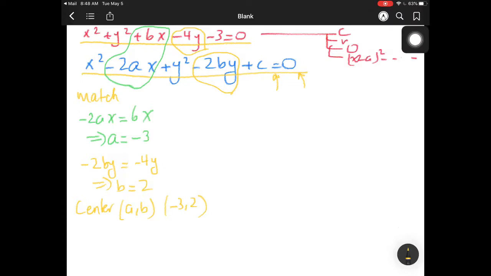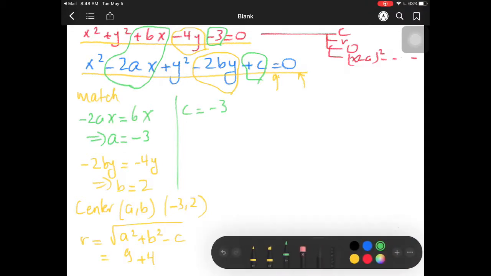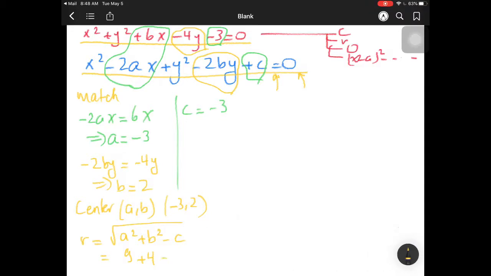Now you also need to memorize that the radius, or the length of the radius, equals the square root of a squared plus b squared minus c. So this is 9 plus 4. Now what is c? Plus c is negative 3. This means that your c is negative 3. So we go back to this. Minus c in this case would be plus 3. 9 plus 4, 13. 13 plus 3, 16. So the square root of 16 is 4.